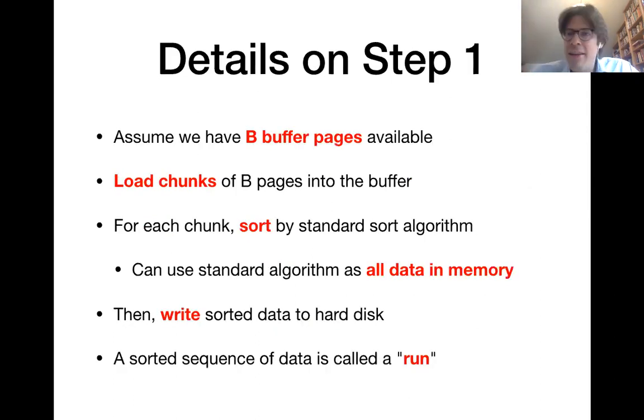So let's see the first step in a little bit more detail. We have B buffer pages available. We typically use the constant B in the following to designate the number of buffer pages. We load chunks of size B into our buffer, and then we sort the chunk via some standard sorting algorithm, because now we have the data in main memory. After we've done that, we write the sorted data back to hard disk, where it forms one of those sorted runs.